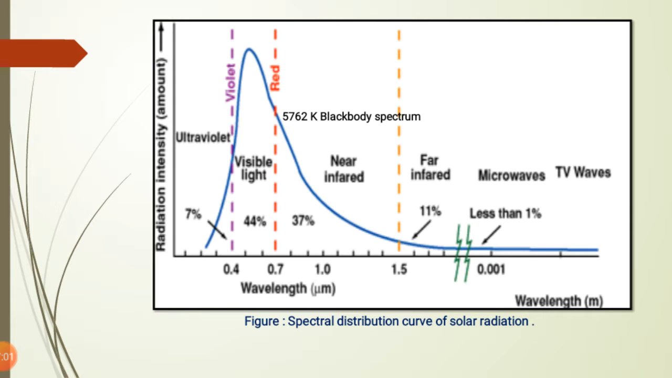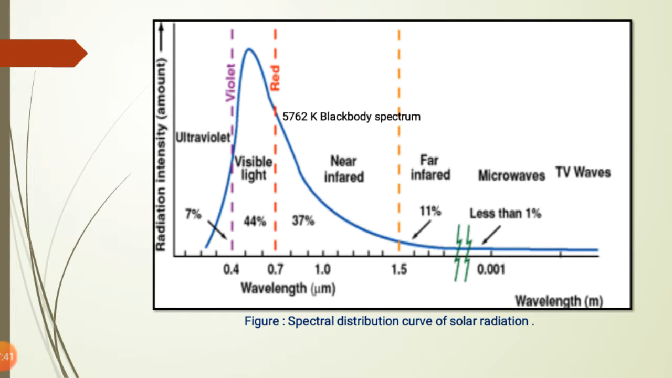Now after that there is a near infrared region. In that region the sun acts as a black body and the temperature of the sun is 5762 Kelvin, and the near infrared radiation is nearly 37%. After that there is a far infrared region, and the solar spectra consist of nearly 11% far infrared radiation, and after that there are microwaves, which are very small in amount, less than 1%, present in the solar spectra.